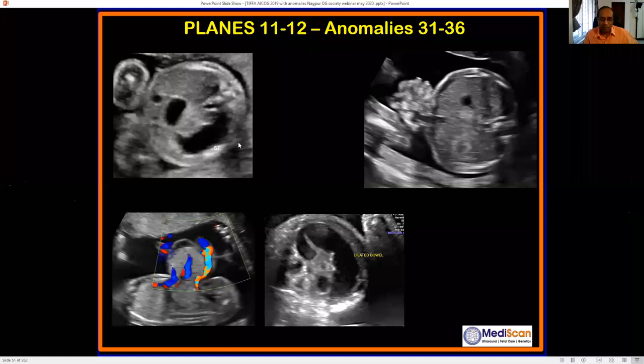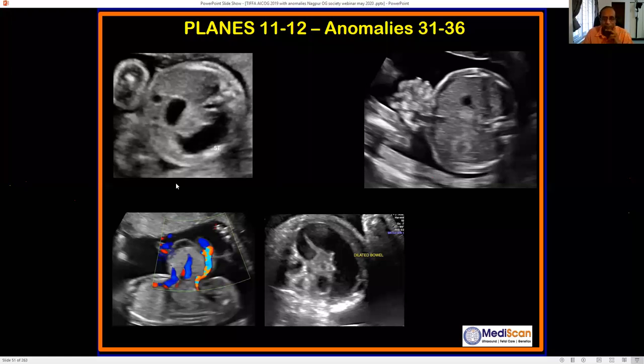Now, planes 11 and 12, normally, I will give you a small diagnostic conundrum here. Remember, in any anatomical part, if you see more than what you should see, or if you don't see what you are expected to see, there is an anomaly. I'll repeat that again. If you see more than what you should see, or if you don't see what you expect to see, there is an abnormality. I'll explain that in the pictures.